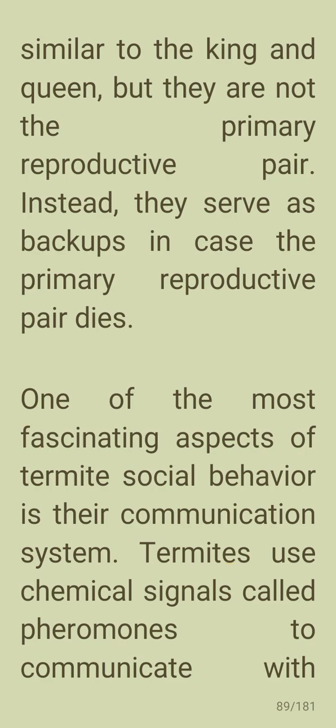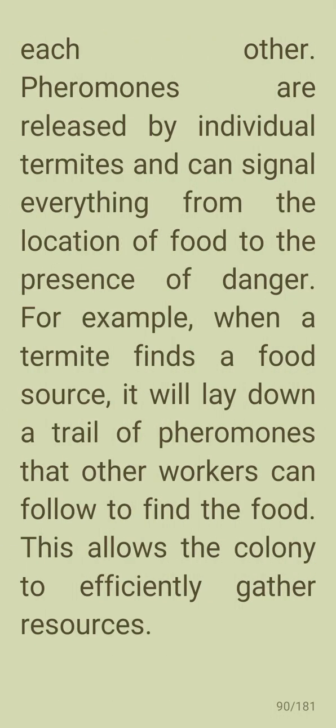One of the most fascinating aspects of termite social behavior is the communication system. Termites use chemical signals called pheromones to communicate with each other. Pheromones are released by individual termites and can signal everything from the location of food to the presence of danger. For example, when a termite finds a food source, it will lay down a trail of pheromones that other workers can follow to find the food. This allows the colony to efficiently gather resources.